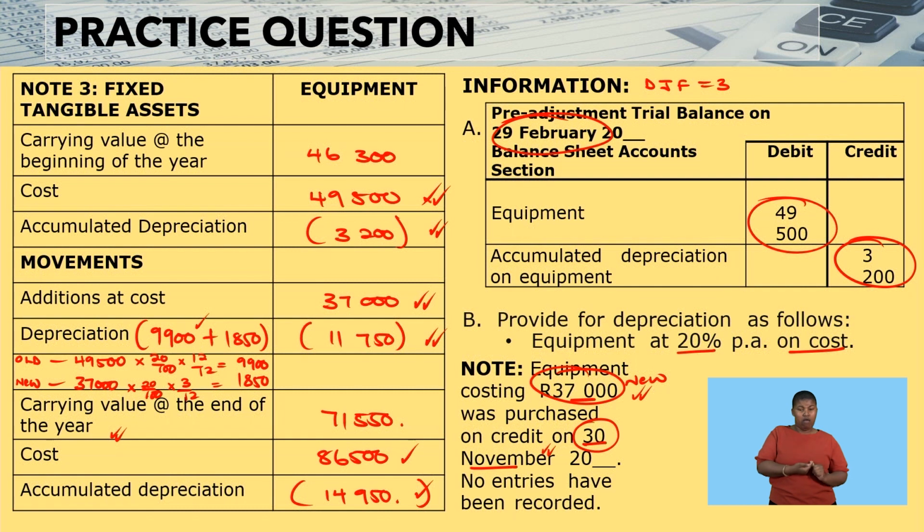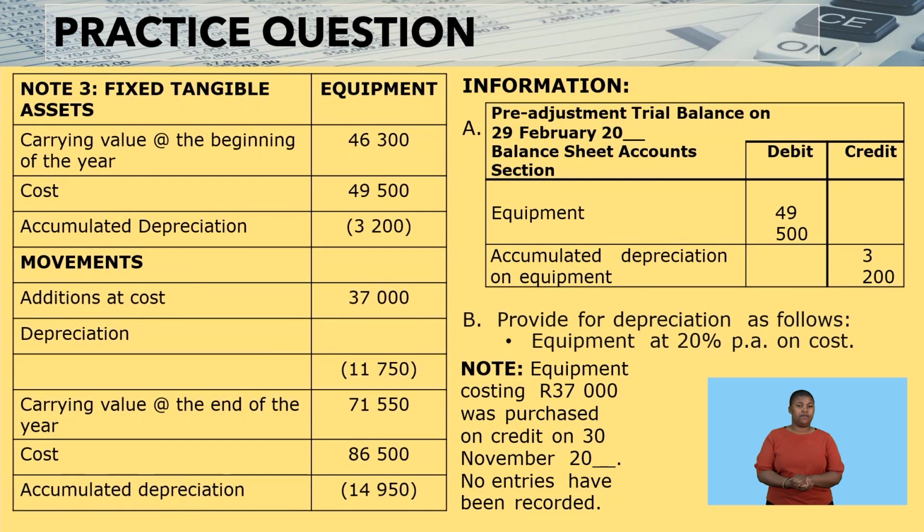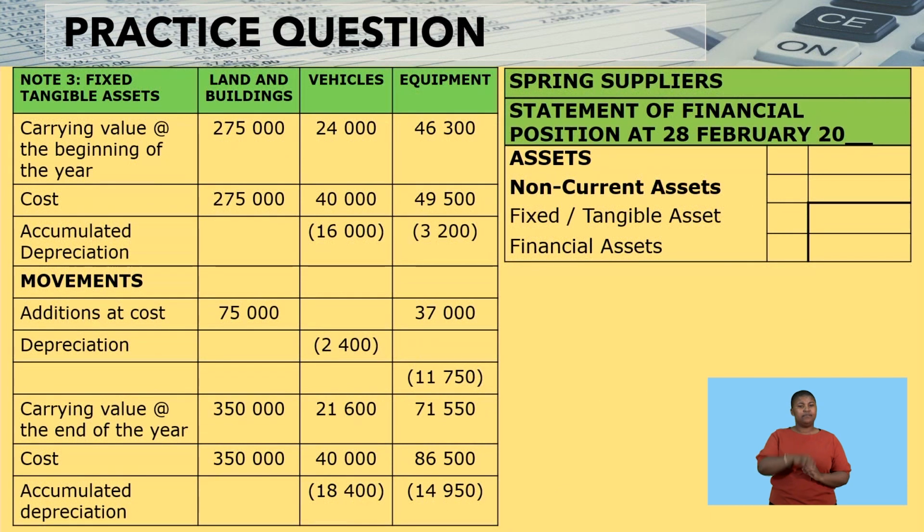When you have these calculations, I'm going to show you on the typed version. And then after that, let's move on now to where we transfer all our amounts. When we're transferring all our amounts, we are now adding. We're taking our carrying value. So we're adding 350 plus 21.6 plus 71,550. Let me give the figures again to you. It is your land and buildings, 350,000. Then you add your vehicles, 21,600. Then you add your equipment, 71,550. You are adding your carrying value.